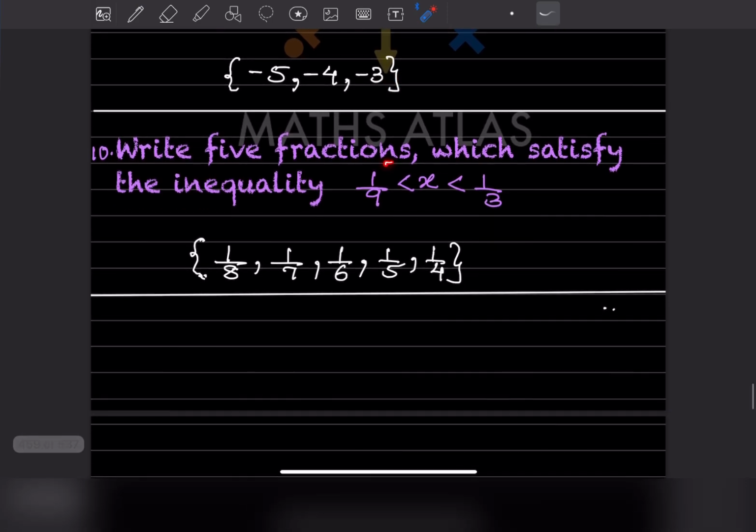Write 5 fractions which satisfy the inequality 1 divided by 9 is less than x is less than 1 by 3. So what will that be? You will write the numbers in between, from 1 by 9 to 1 by 3. So now look here. We'll see here from 1 by 8, 1 by 7, 1 by 6, 1 by 5, and 1 by 4.